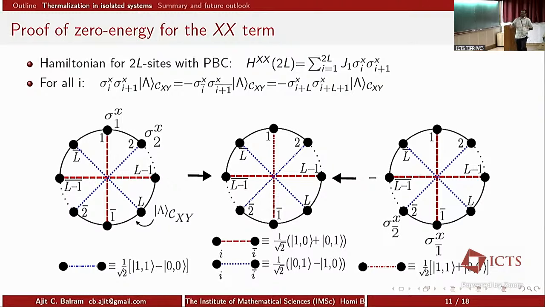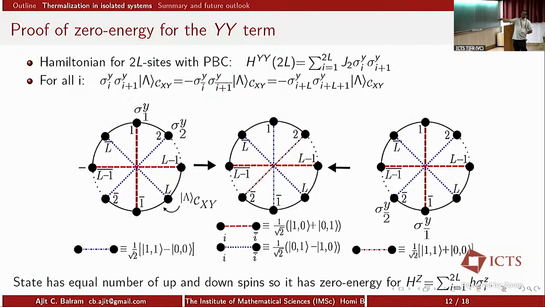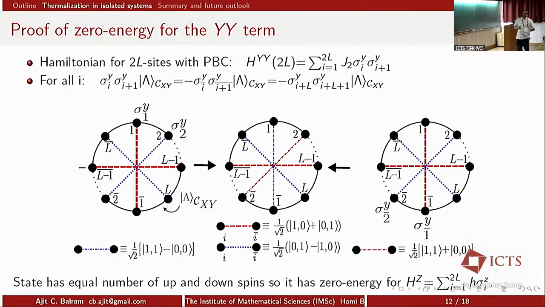Maybe I'll go through this a little more slowly. Remember, this was the state 1, 0 plus 0, 1, and this state is 0, 1 minus 1, 0. What I have to do is apply sigma 1 x, sigma 2 x on this, and sigma 1 bar x, sigma 2 bar x on this. And I'm claiming that the action of these two is exactly cancelled. The same thing will also happen for the yy term. Let's look at the yy term. Remember, this was the original state. Now essentially these two bonds are swapped.